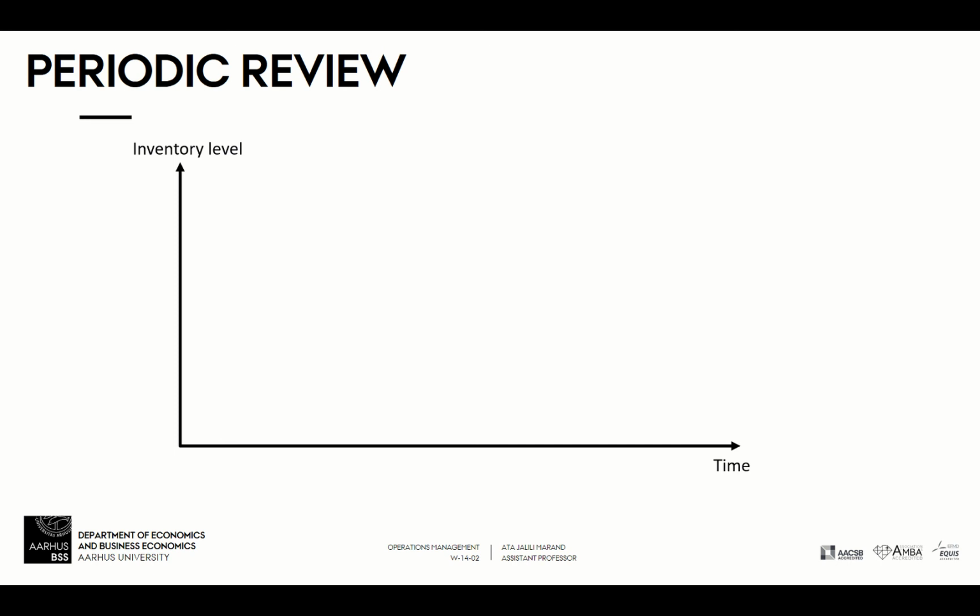For example, here let's say that we have weeks as our time unit, so we will check the inventory level at week 0 and week 2 and week 4 and 6 and so on. And then when we check the inventory level, if the inventory level is less than a pre-specified level R, then we will make an order to increase the inventory level to level R.